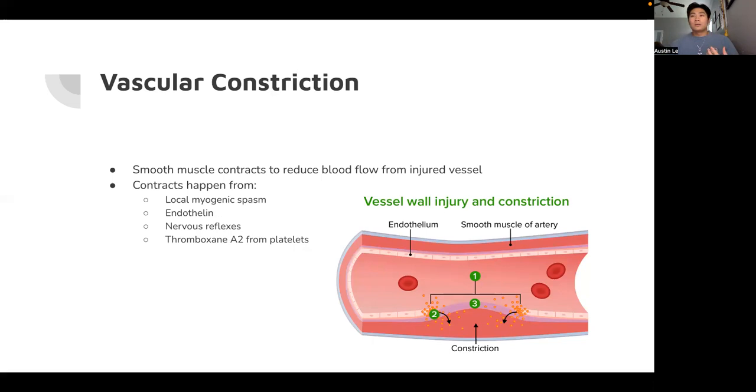The contraction happens from our local myogenic spasm, which is like local muscle spasms, and our endothelium contracting and helping it. And then our nervous reflexes, because our nerves are connected to everything in our body some way. And then thromboxane A2, which comes from platelets and is known as TXA2.